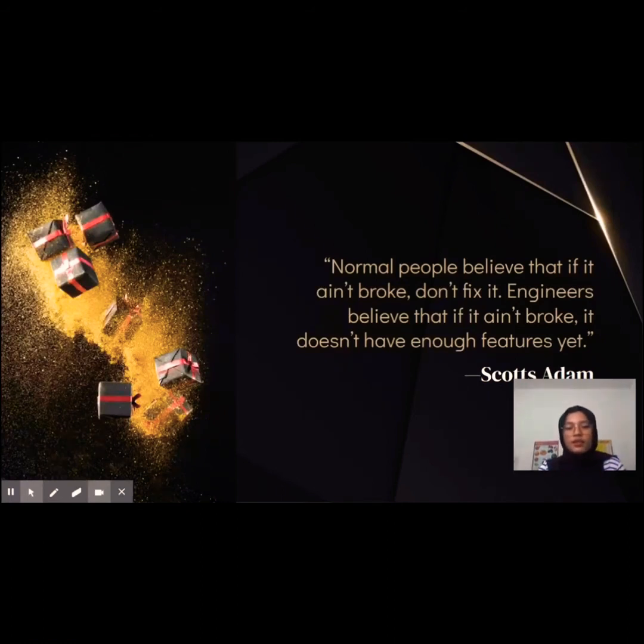Okay, this is a quote from Scott Adams. Normal people believe that if it ain't broke, don't fix it. But engineers believe that if it ain't broke, it doesn't have enough features yet.